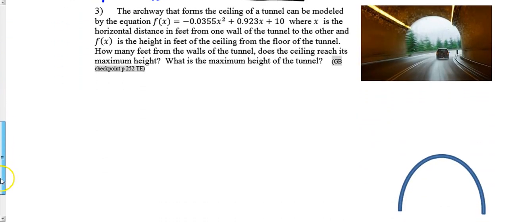Number 3. The archway that forms the ceiling of a tunnel can be modeled by the equation, and check it out, it gave me an equation. How awesome. Where x is the horizontal distance in feet from one wall of a tunnel to the other, and f of x is the height in feet of the ceiling from the floor of the tunnel.